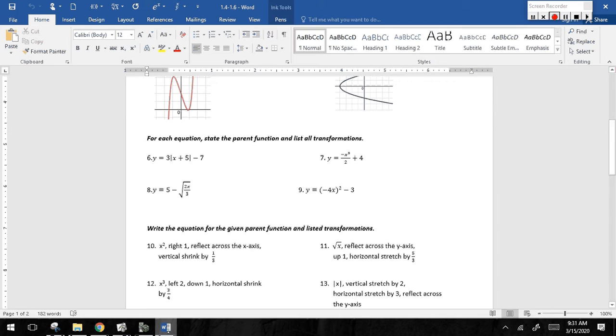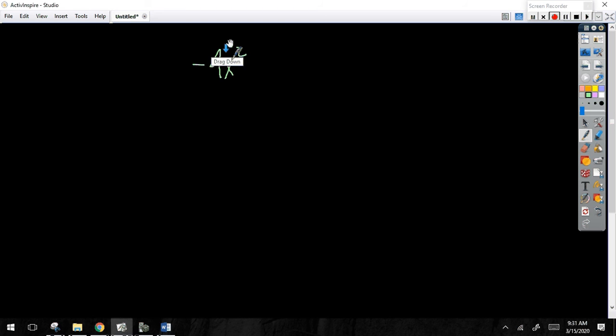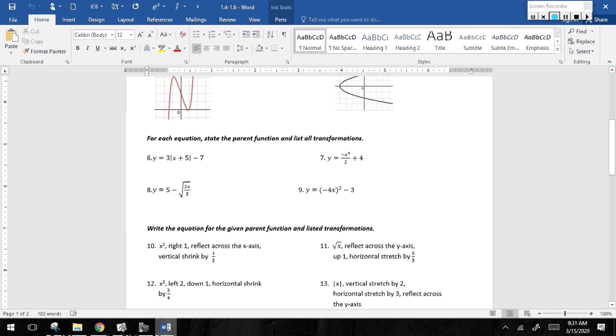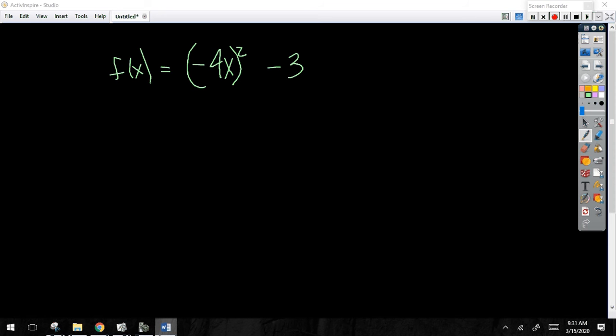Where was that parentheses around the whole thing? Minus 3. Just make sure I wrote this one right. Negative 4x squared minus 3, yeah. All right, so again, my parent here is going to be x squared.